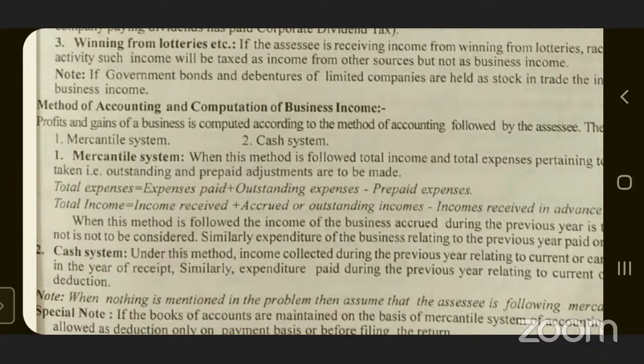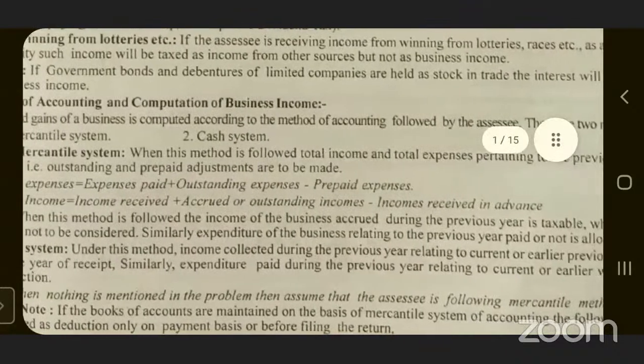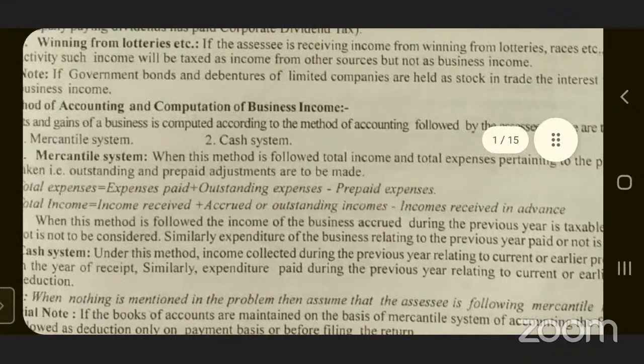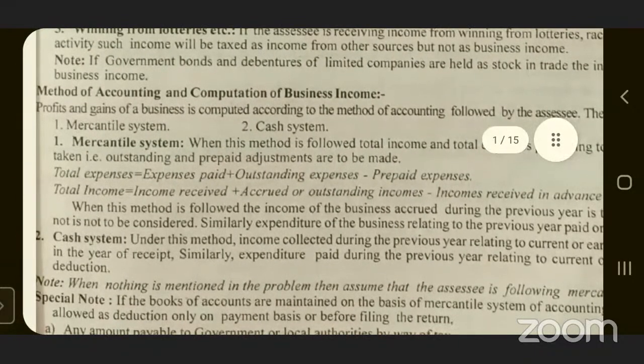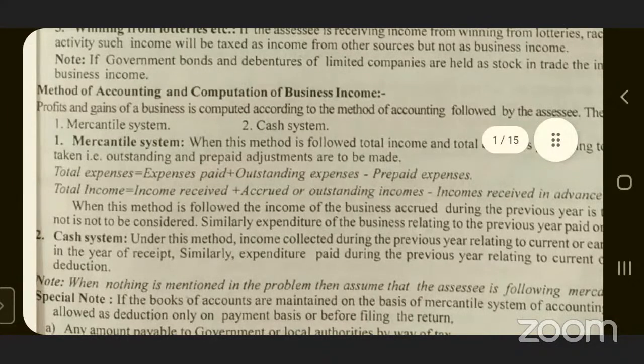In order to compute total income, we should take income received and outstanding incomes minus income received in advance. So this is the formula if we follow the mercantile system of accounting in order to compute the business income.